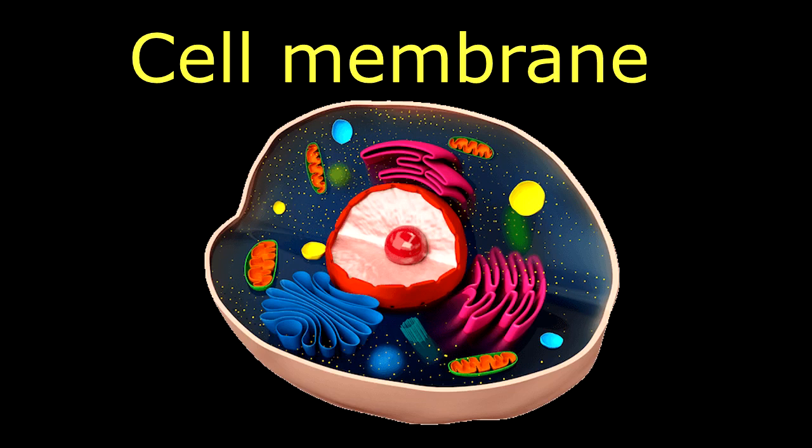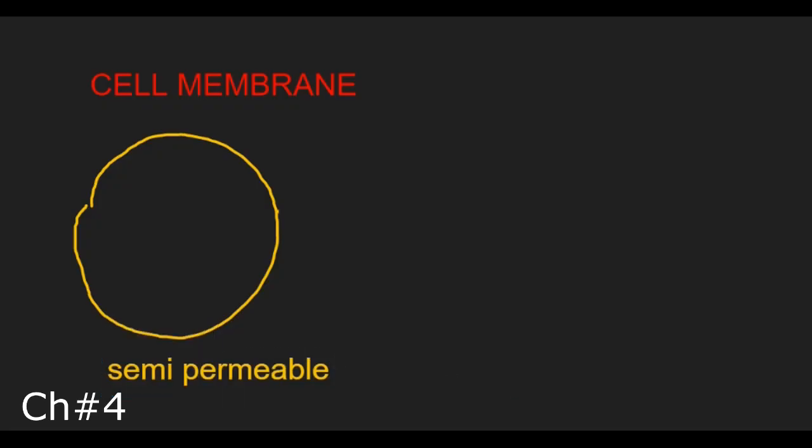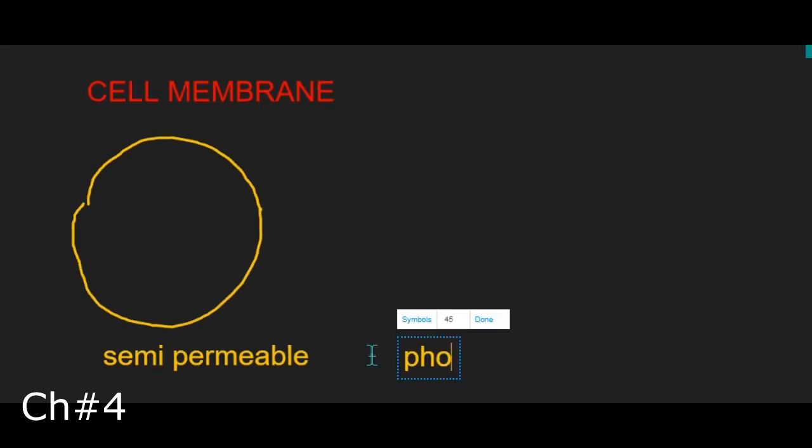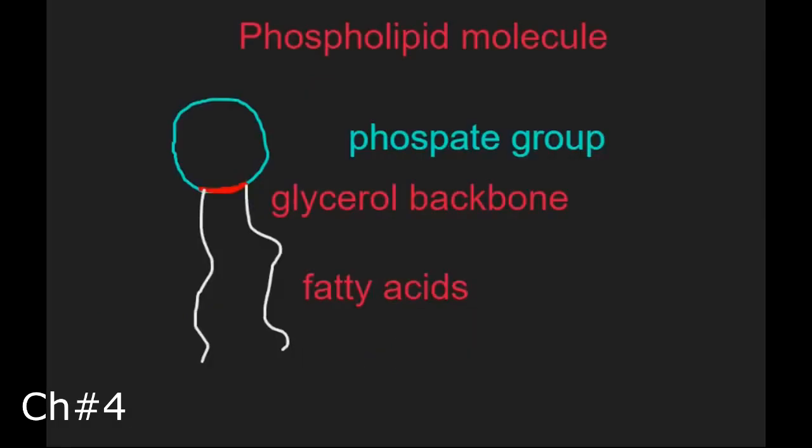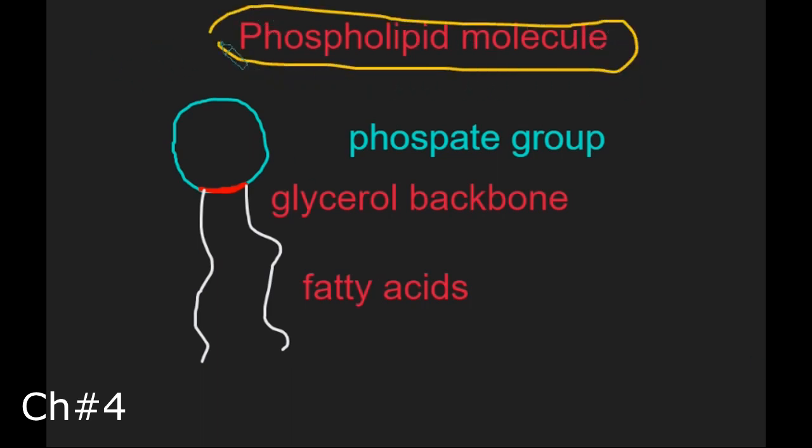So now let's see the anatomy of cell membrane. The basic unit of cell membrane is phospholipids or phosphoglycolipids. Some substances are also present in cell membrane, but the main building blocks of cell membrane are phospholipid molecules. Now, a phospholipid molecule has three components, so remember the three major components.